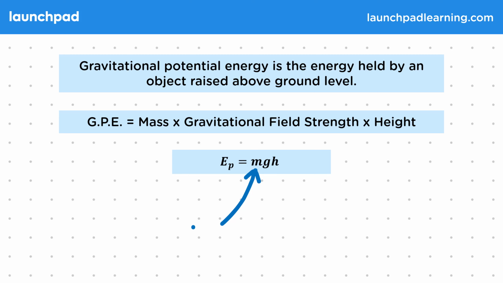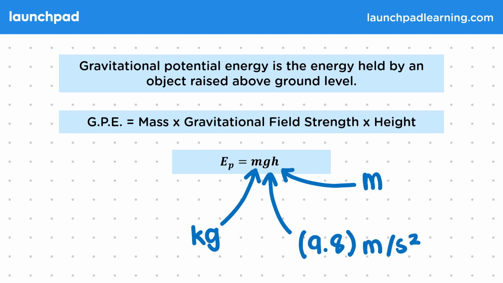The mass is measured in kilograms, the height is measured in meters, the gravitational field strength is measured in meters per second squared, which on the Earth's surface is 9.8. The gravitational potential energy is then measured in joules. This equation will be given to you in an exam, and you can assume it's the correct equation to use for any GPE-related questions. It's an extremely important equation, and you should be very familiar with it. So let's have a look at an example.